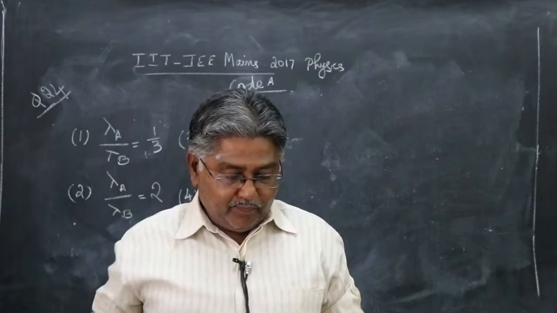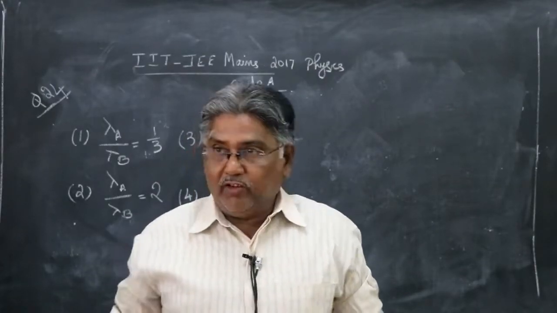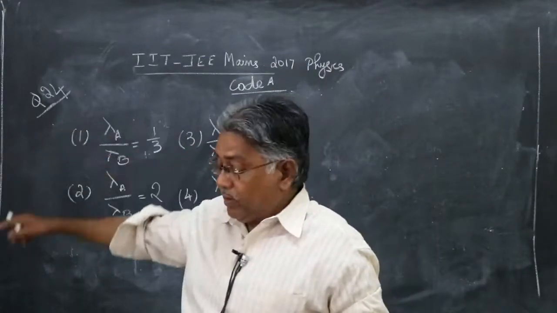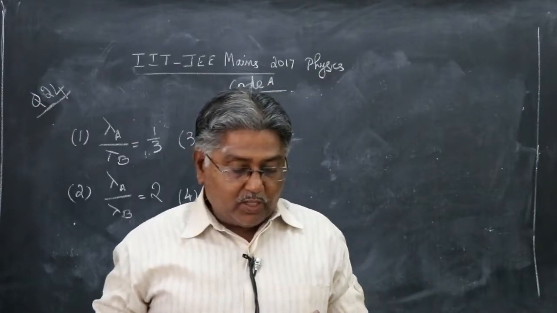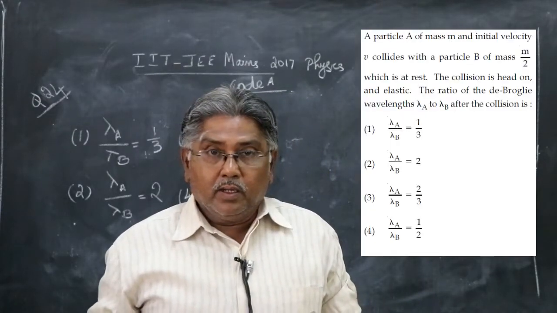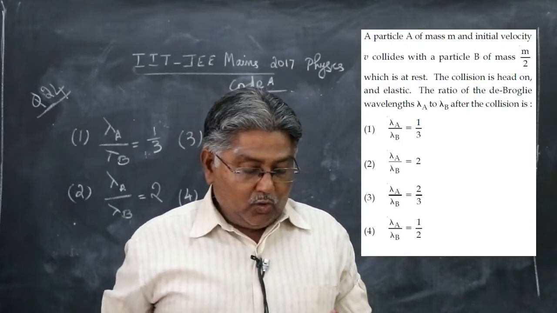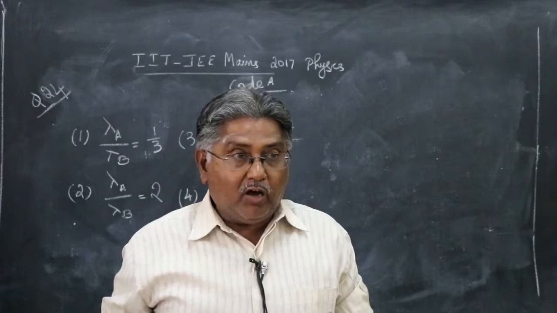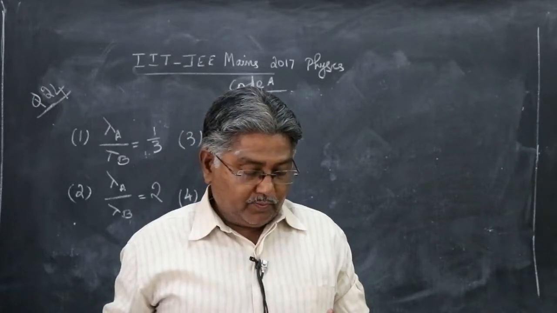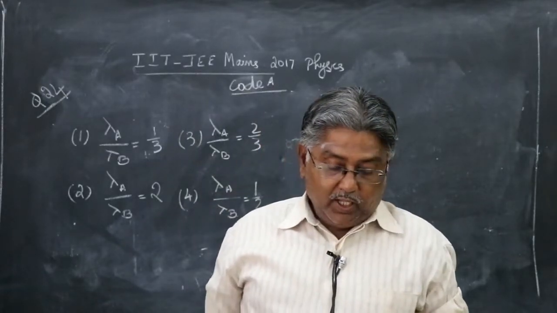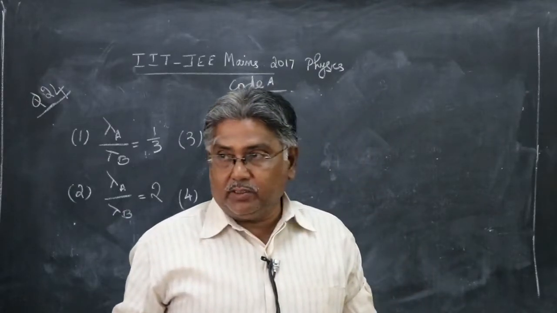Next question, question number 24. A particle A of mass m and initial velocity v collides with a particle B of mass m by 2 which is at rest. The collision is head-on and elastic.